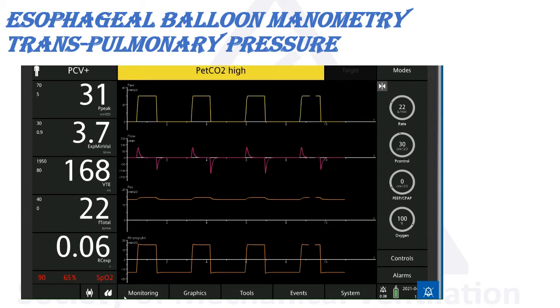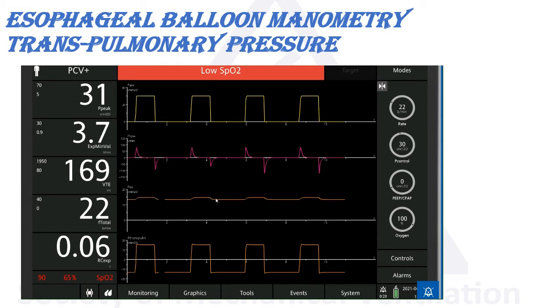So the esophageal pressure gives us a whole idea about both sides of the coin: what's inside the alveoli, usually the plateau pressure, and what's outside, the forces opposing the alveoli from the outside, which is the pleural pressure estimated by the esophageal pressure, and that gives us the transpulmonary pressure.